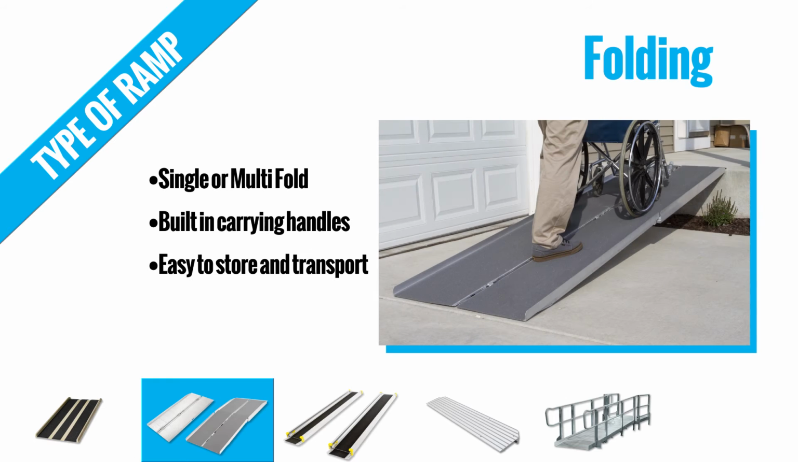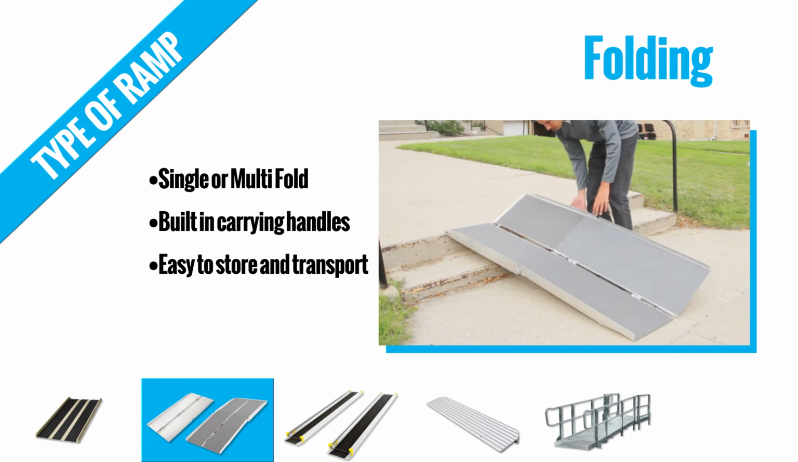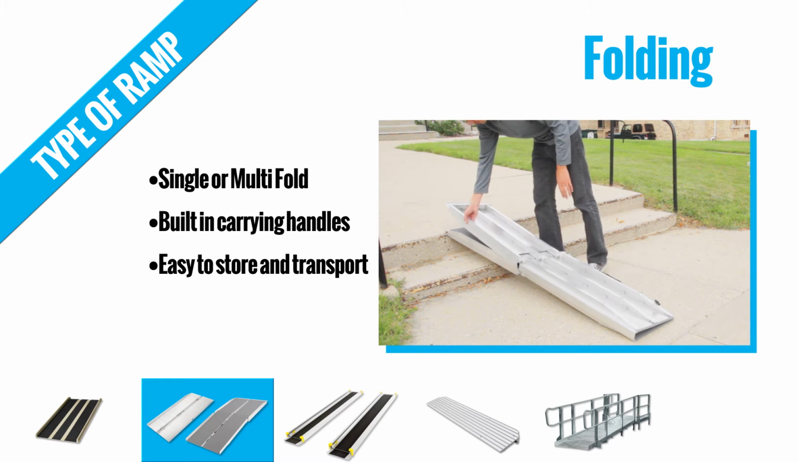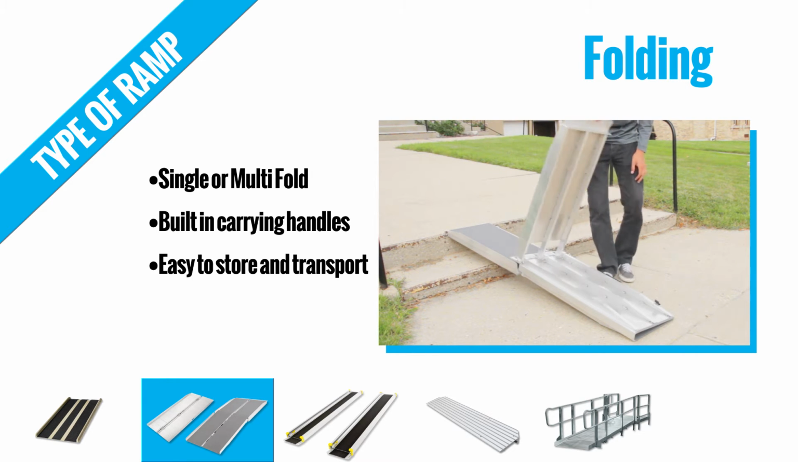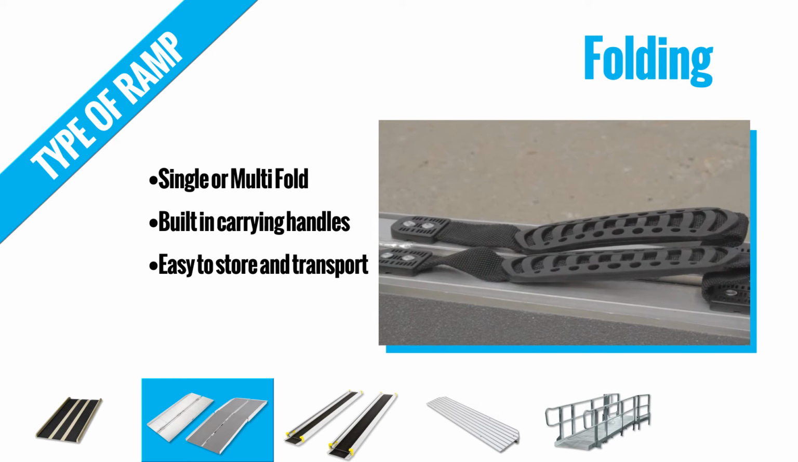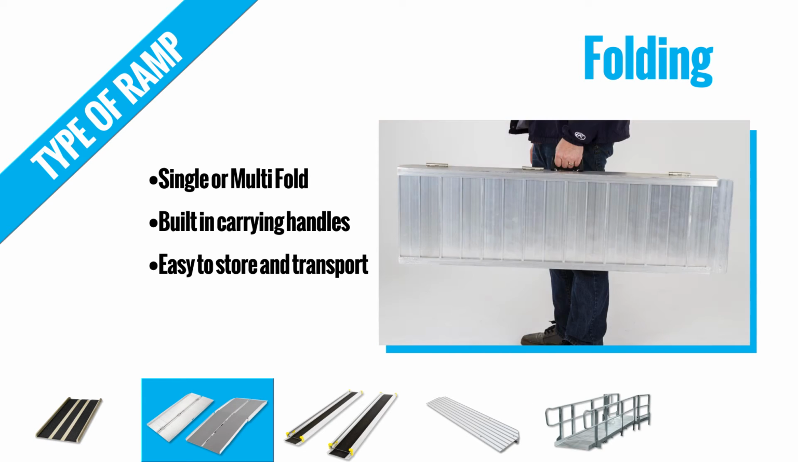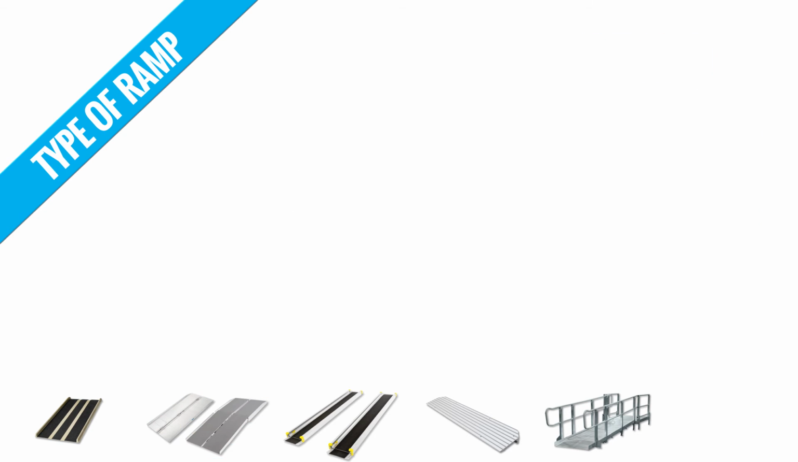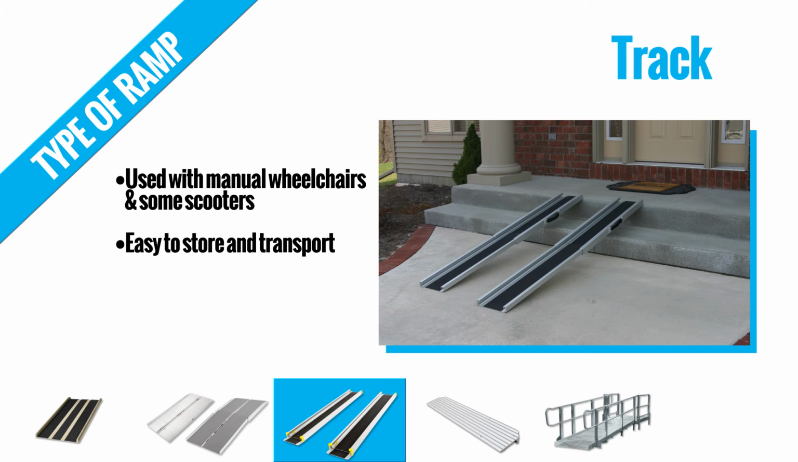Folding ramps come in two styles, single or multi-fold. The single fold models fold in half down the length of the ramp. The multi-fold models fold down the middle both ways to be about 1/4 of the size of the full ramp. Both types usually have built-in carrying handles and sometimes go by the name of suitcase ramps because of their resemblance to luggage carriers.